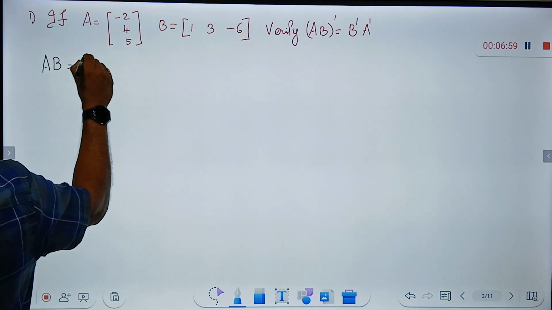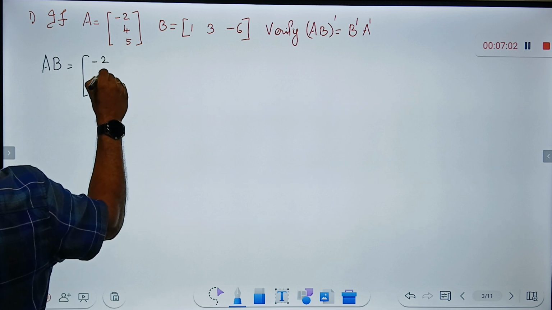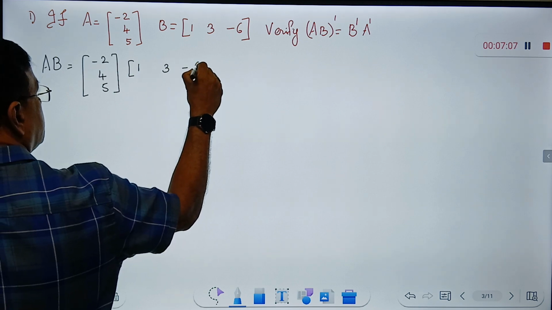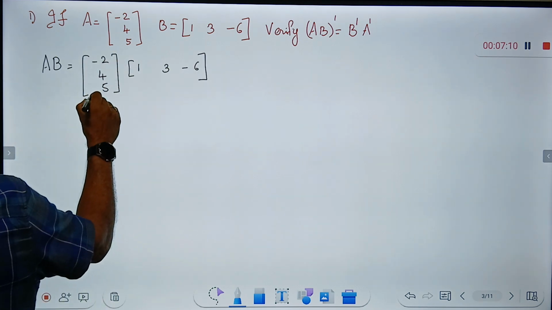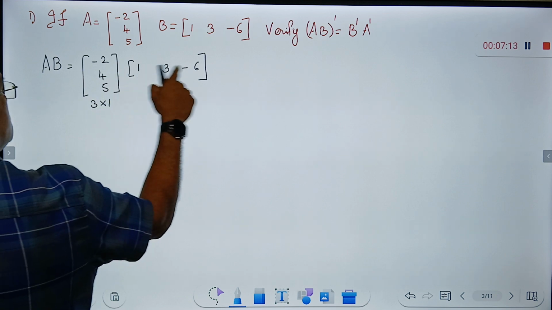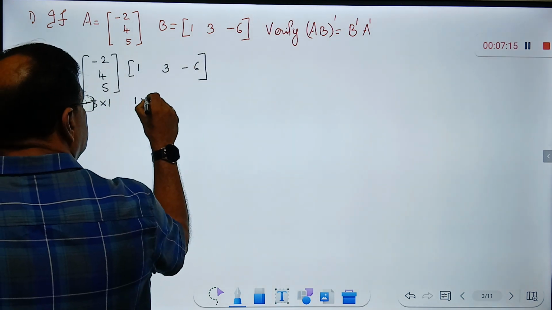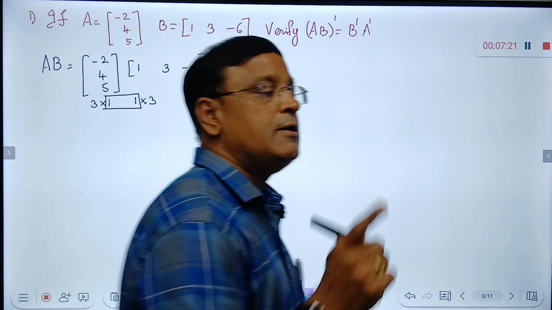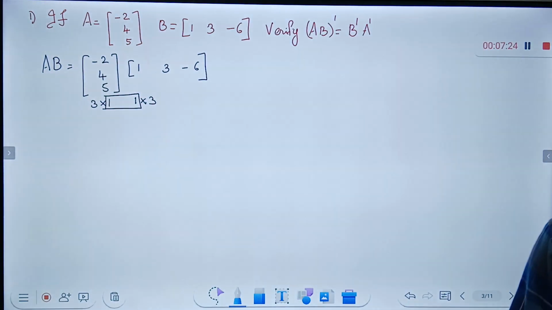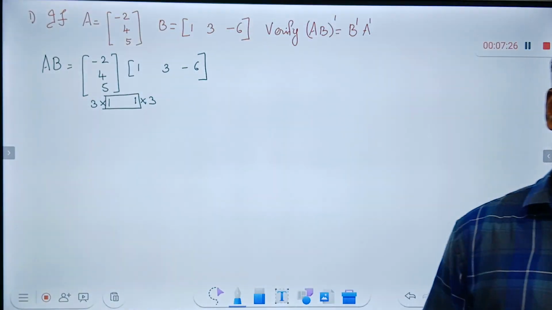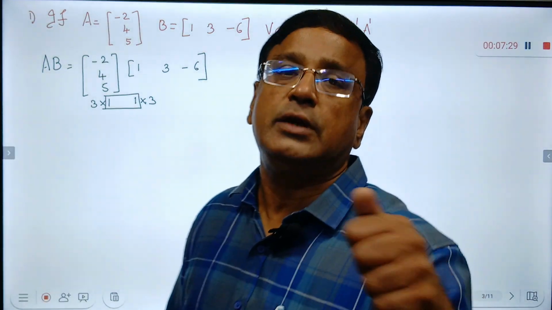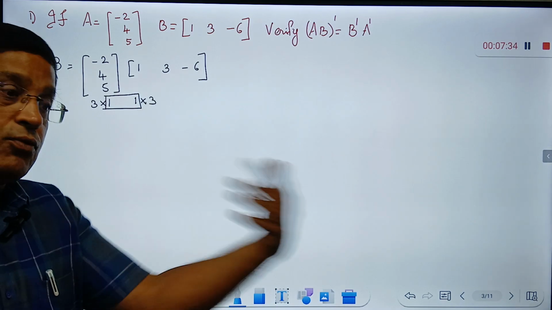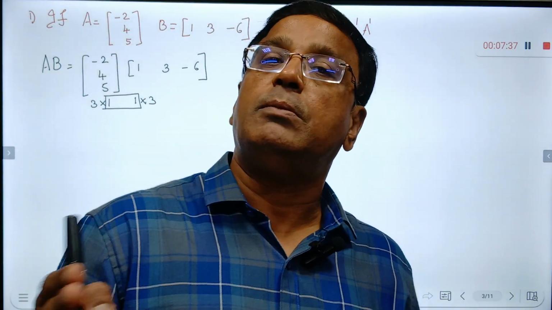What is A into B? Minus 2, 4, 5 into 1, 3, minus 6. What is the order of this matrix? It's 3 by 1. What's the order of this matrix? 1 by 3. Is it possible for me to multiply? The answer is yes, because the number of columns of the first matrix is equal to the number of rows of the second matrix. Now what will be the order of the resultant matrix? The order of the resultant matrix will be 3 by 3, because it is the number of rows of the first matrix by the number of columns of the second matrix.